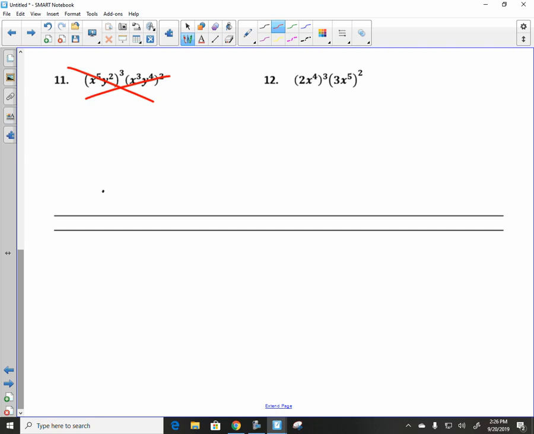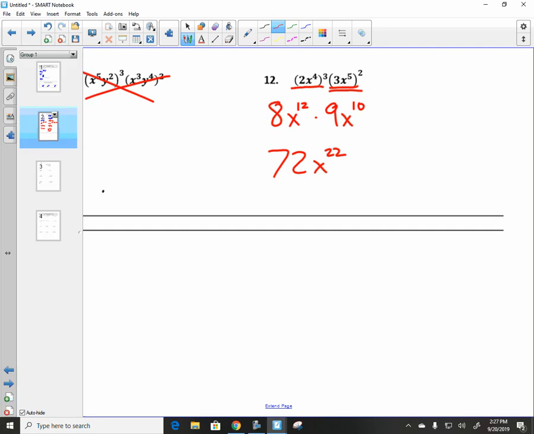So number 12, what do I do first? Yeah, I'm going to cube this guy right here. First, I'm going to cube that, and then I'm going to square that. So what is 2x to the 4th cubed? 8x to the 12th times 9x to the 10th. 72 x to the 22nd. Good. So sometimes you need to perform it in 2 steps.